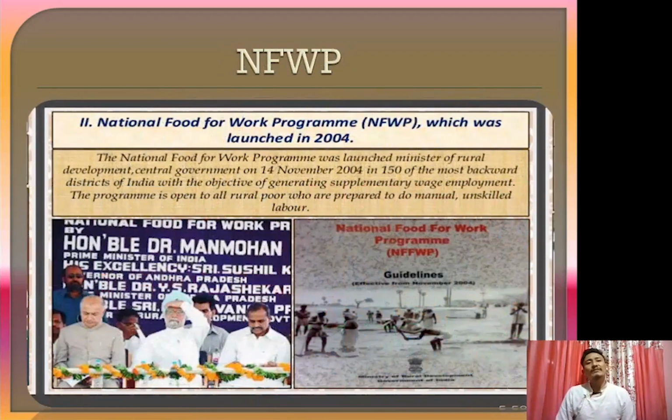So after this, we will be discussing the National Food for Work Program (NFWP), which was launched in 2004. Under the Food for Work Program, the state government distributes ration or food supply free of cost, but at the same time you have to remember that all the expenses of transportation will be taken by the state government, so it is more appropriate to distribute food grain instead of money.